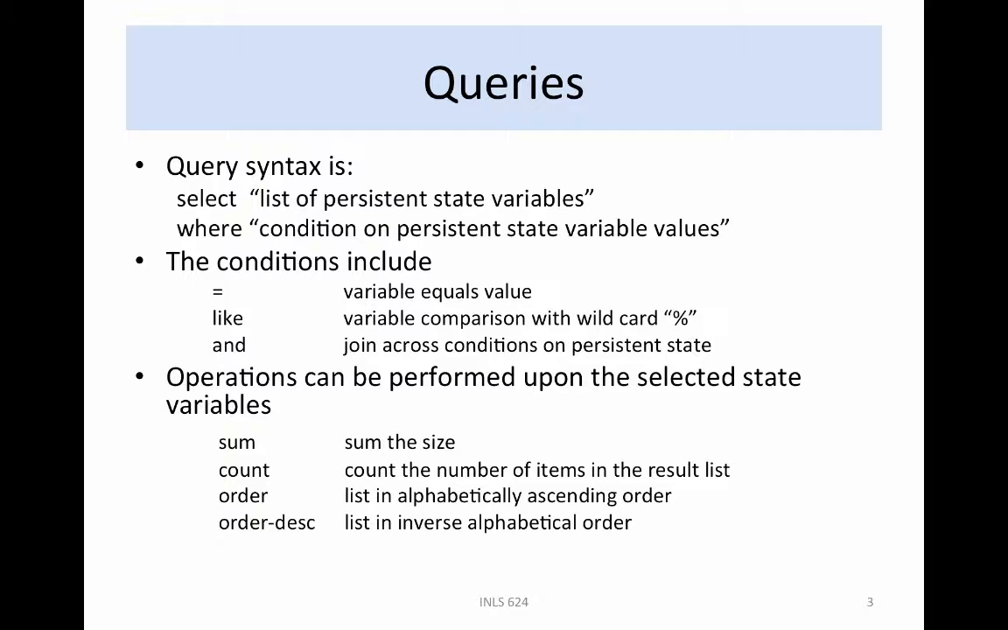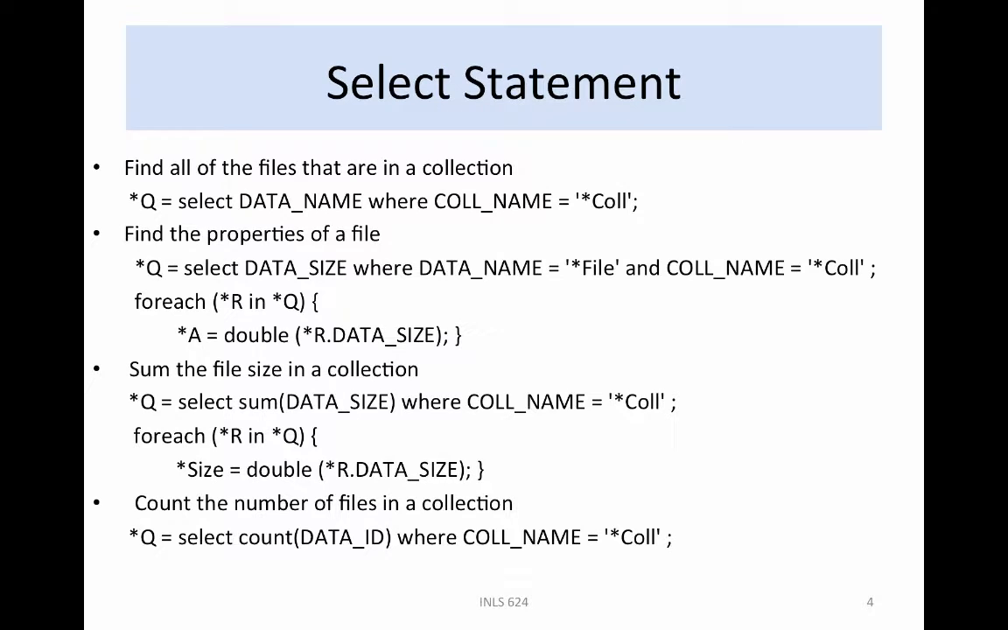Operations can be performed upon the list of selected persistent state variables by the database. The operations include sum, sum the persistent state variable values; count, count the number of items of that variable; order, create an ascending alphabetical sort on the attribute values; and order-desc, create a descending alphabetical sort on the attribute values. Alphabetical sorts are used since all persistent state variables are stored as strings. The data grid infers relationships between the persistent state variables that are used. Thus, a collection can be queried to find all of the files that it contains.